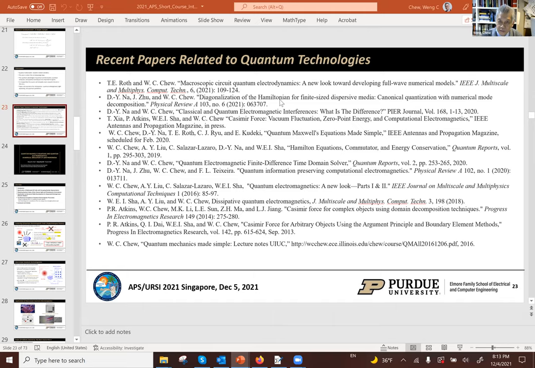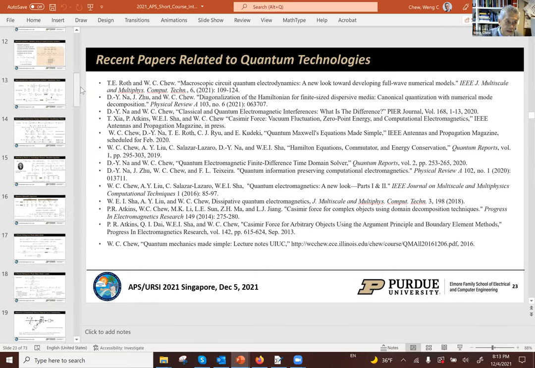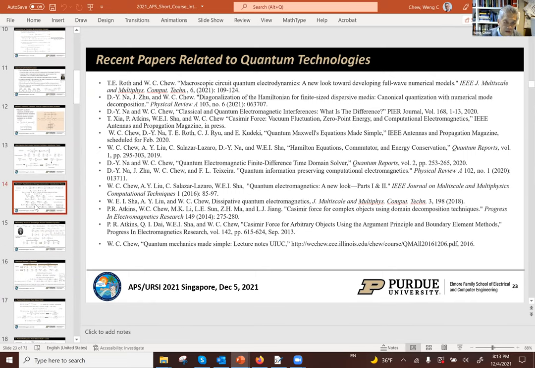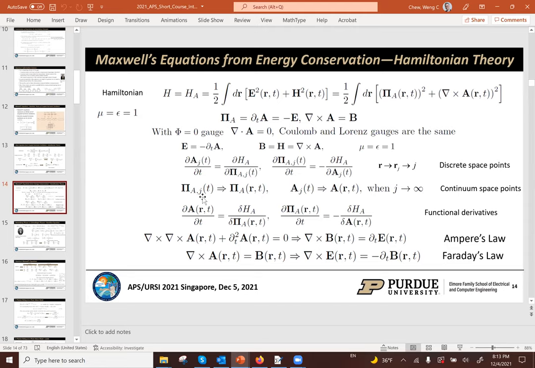Hey, I have a quick question. Sure. So my question is actually regarding slide 14. Yes, let me go back to slide 14. So here you picked a gauge and then you proceeded from there. I was wondering if the concept of gauge invariance is something that you assume beforehand, or if that's something that can also be arrived at.